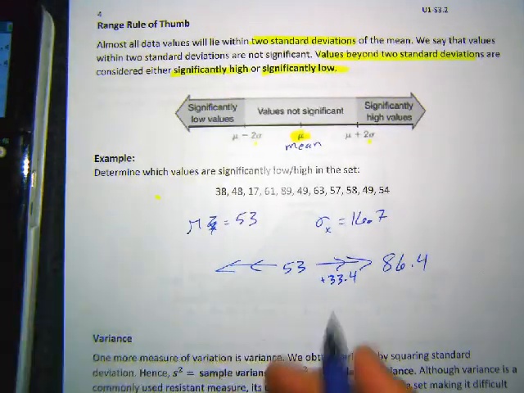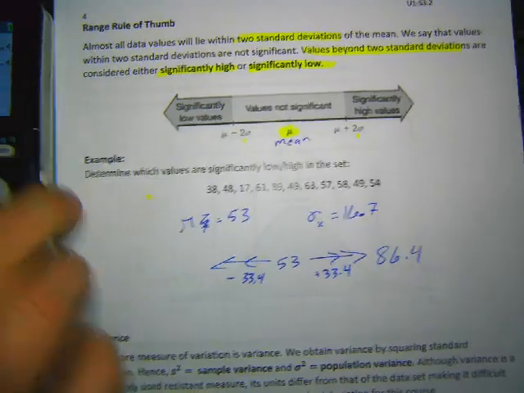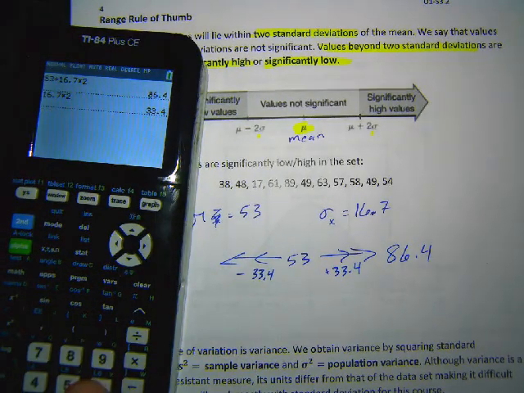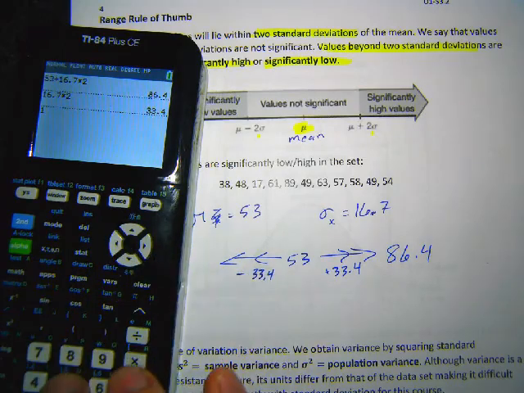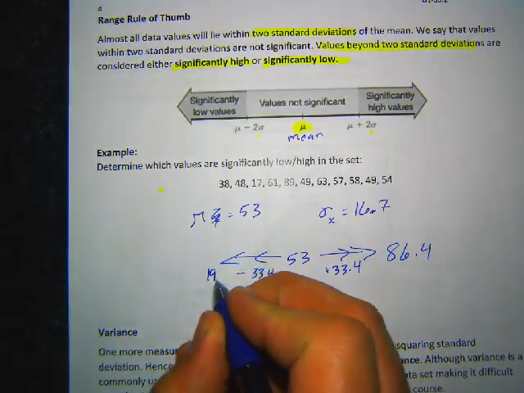To go the other way, I'm going to subtract. So I subtract 33.4 to go down: 53 minus 33.4. And I'll see that the low cutoff is going to be the number 19.6.